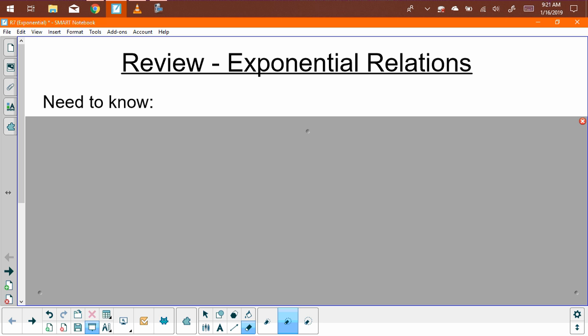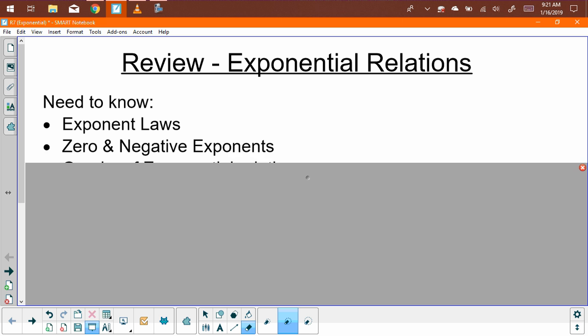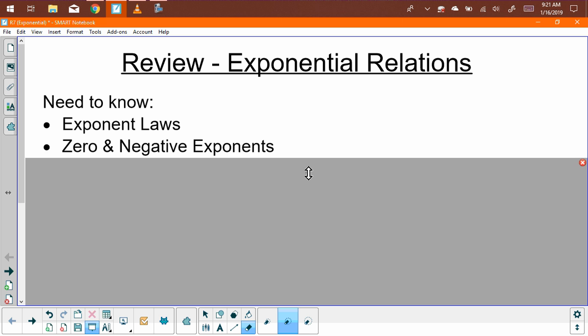So from our need to know list, the first thing is the exponent laws, right? So when you're multiplying powers or dividing powers or doing power to a power, what do you do with the base and the exponent? And we'll review that in example 1. Also, zero and negative exponents, right? You should remember that anything to the power of 0 is 1, and you should remember what to do with the negative exponent, right? How you can change that into a fraction.